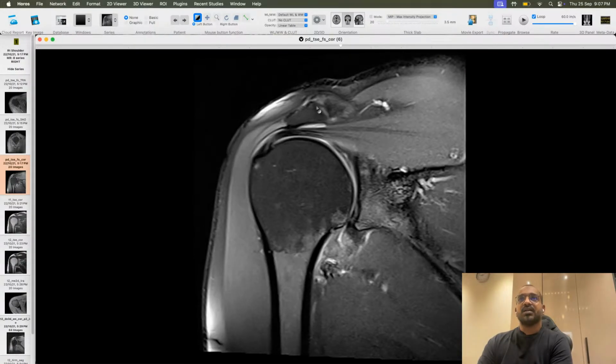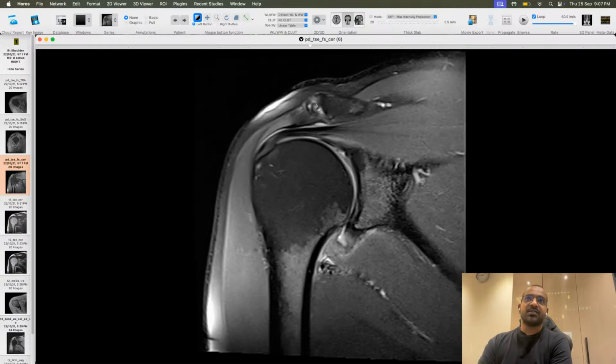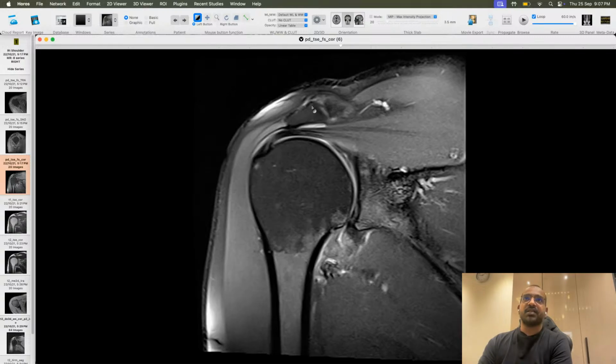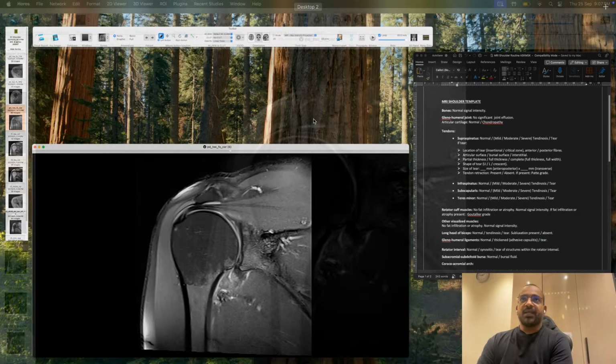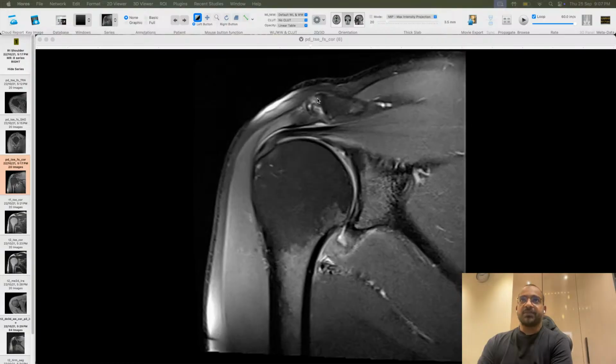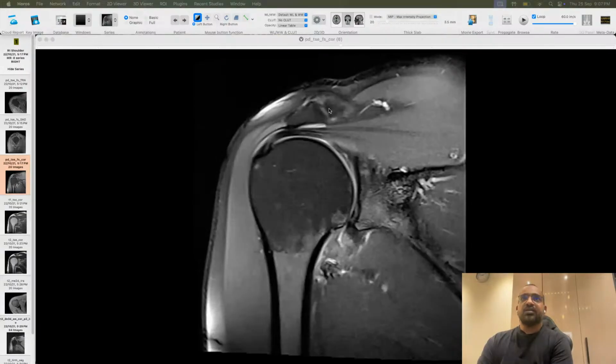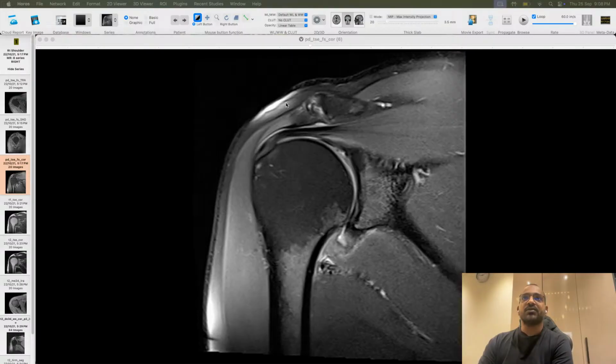I see here there is AC joint arthritis in the form of subchondral erosions, thickening of the capsule, fluid signal or hyperintense signal within the joint, and periarticular soft tissue inflammation and thickening. So this is one thing. The next thing I look at is the tip of the acromion. The tip of the acromion, and this is the supraspinatus tendon, the space between them is reduced, if you see.